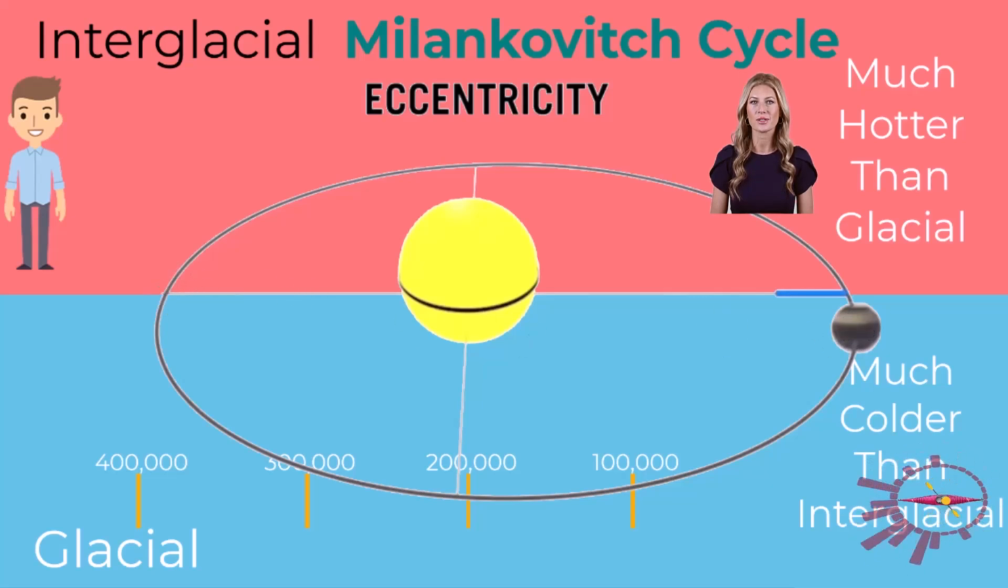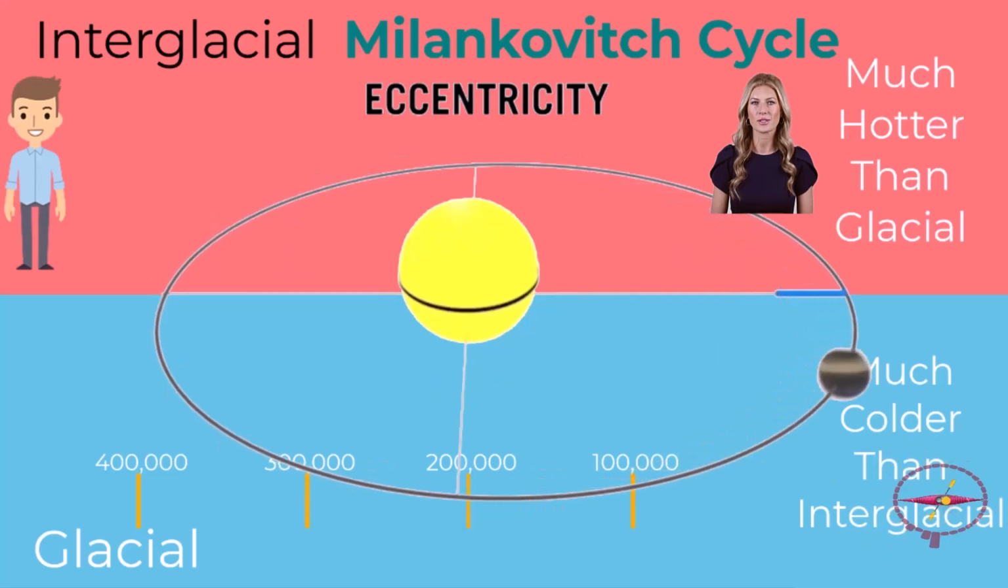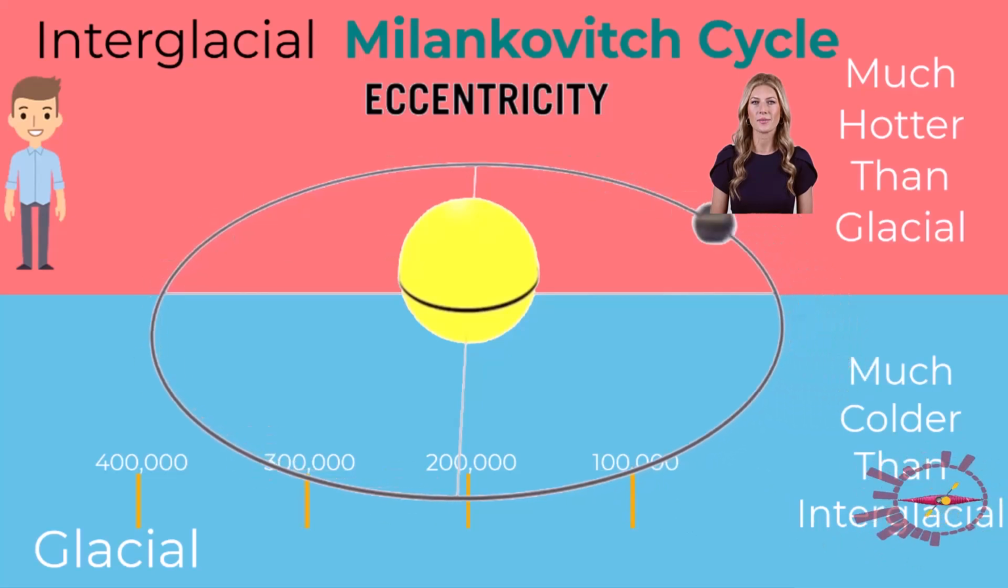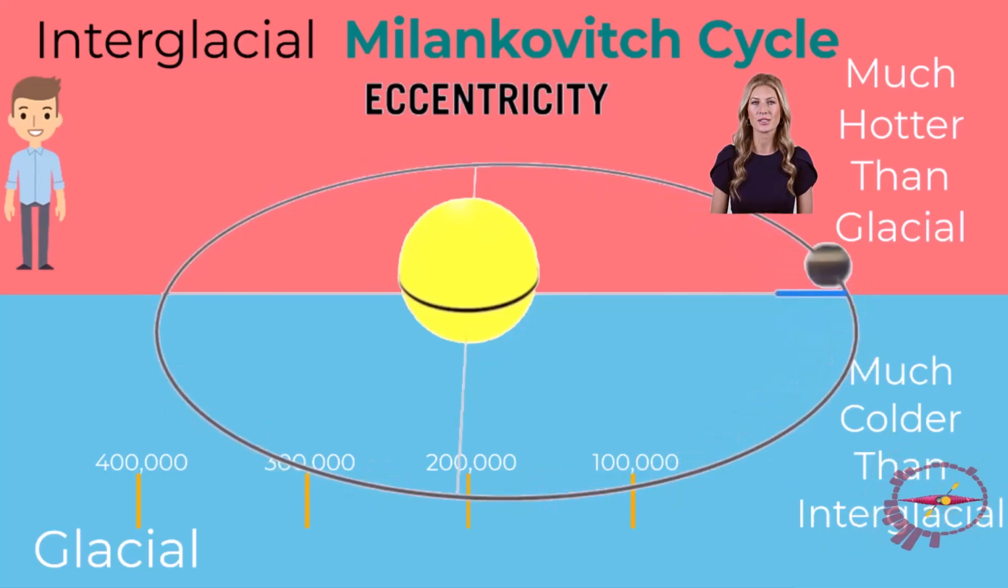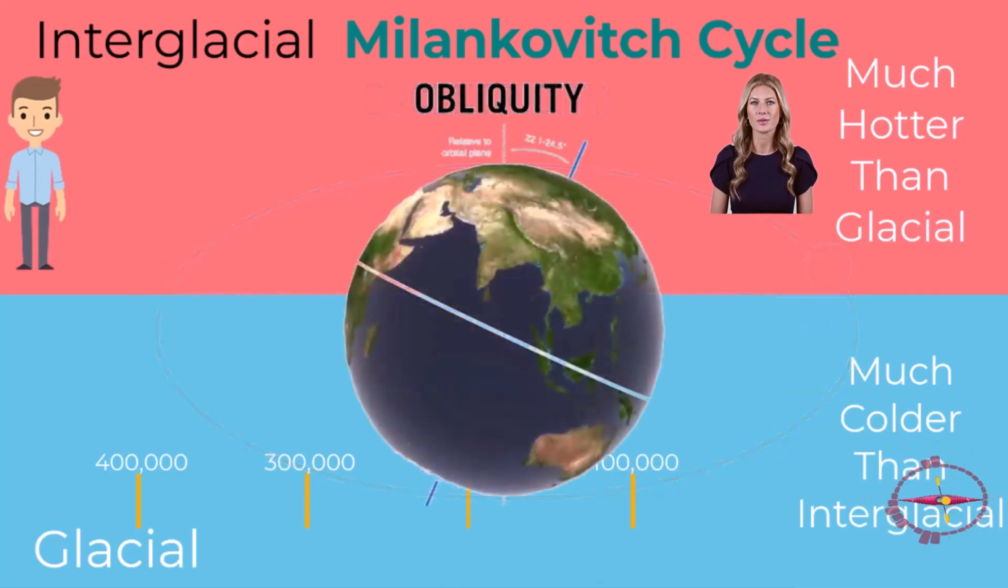When it's more circular, like here, the difference between summer and winter distances between the Earth and the sun are not nearly as dramatic. So it's more even with a circular orbit and more uneven with a more elliptical shape to the orbit. I'll mention that the changes in the elliptical shape of the Earth's orbit follows an approximately 100,000-year cycle. Another factor that plays into the Milankovitch cycle is called obliquity.